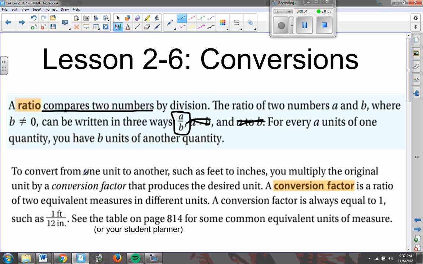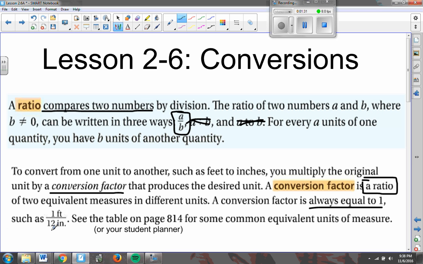To convert from one unit to another, like say from minutes to seconds, you multiply the original unit by what is called a conversion factor. A conversion factor is a ratio, which means we are going to write it as a fraction. And it's always equal to 1. It always has to be the same amount on the top and the bottom. Like 1 foot means 12 inches, right? These two numbers right here are the same thing.